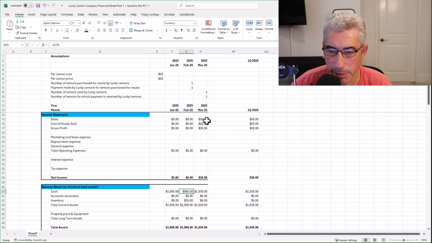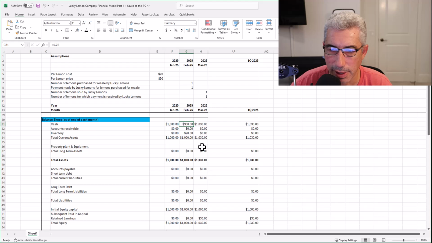So, okay, back to the income statement, we've got $50 in sales minus $20 in cost of goods sold equals $30 in gross profit. So we got net income of $30. On the balance sheet, as I said, inventory goes down by $20. And this here is coming from the ending cash balance on the cash flow statement, which we'll get to now. As you see there, it's 1030.